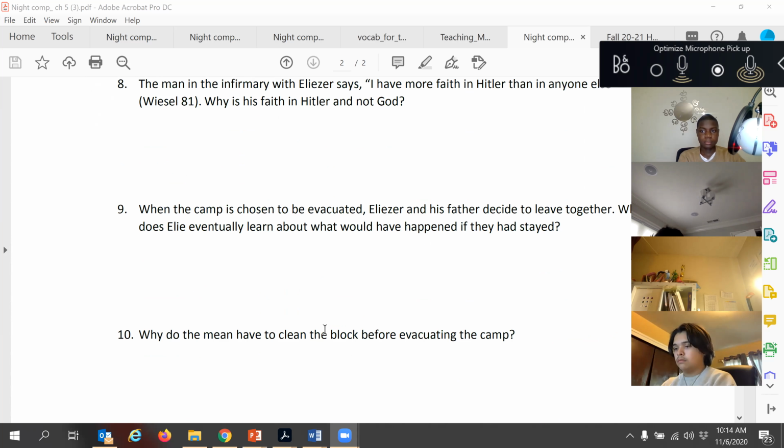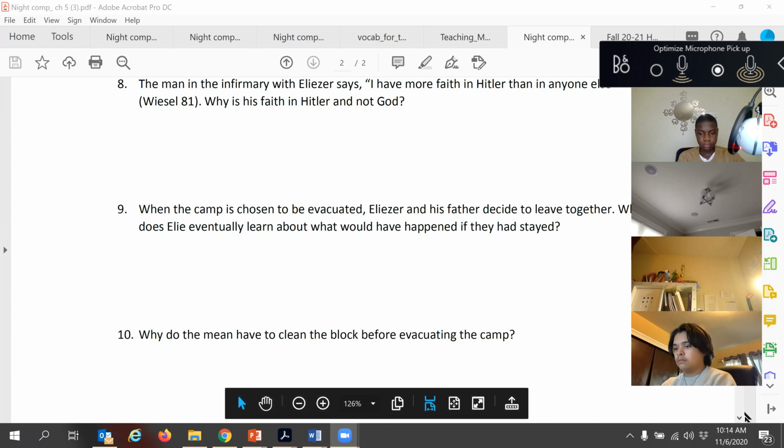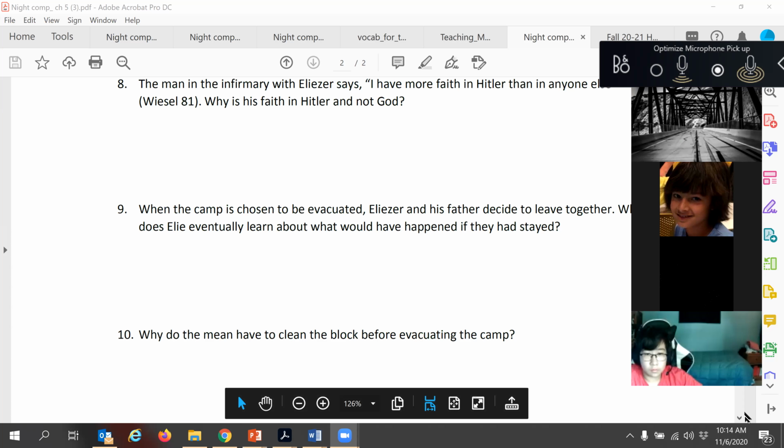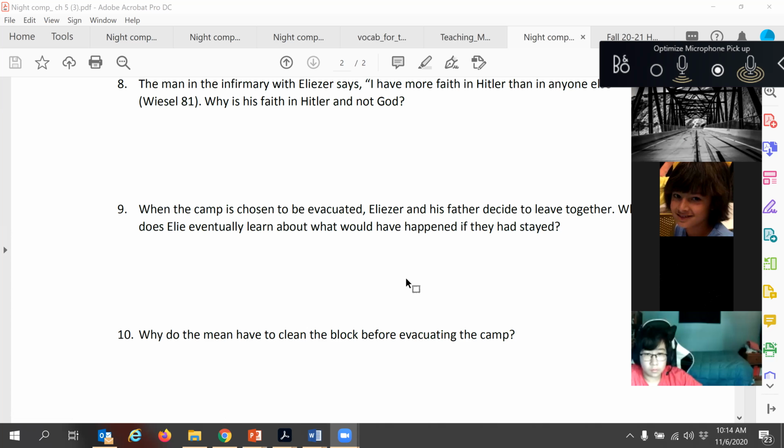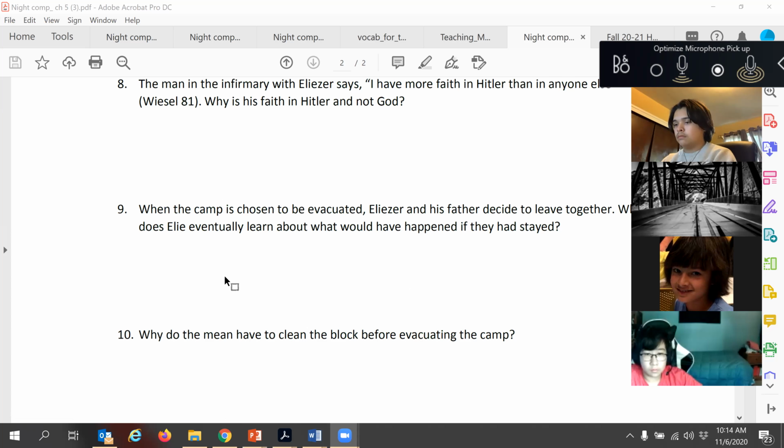Number 9, when the camp is chosen to be evacuated, Eliezer and his father decide to leave together. What does Eliezer eventually learn about what would have happened if they had just stayed? Let's hear from Pranati. Pranati, what is your answer to number 9? So I said if they stayed, they would have been killed.